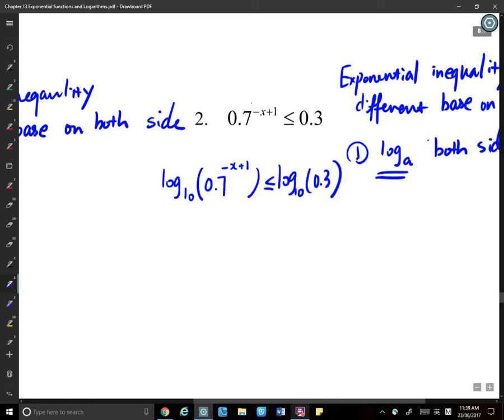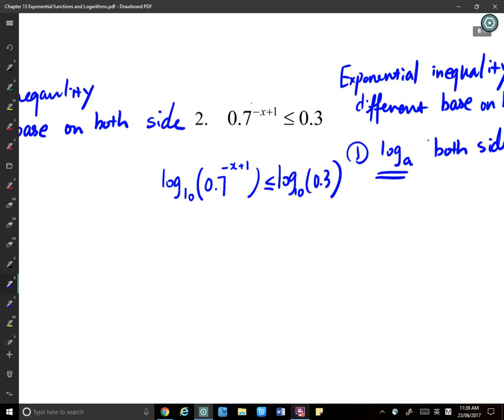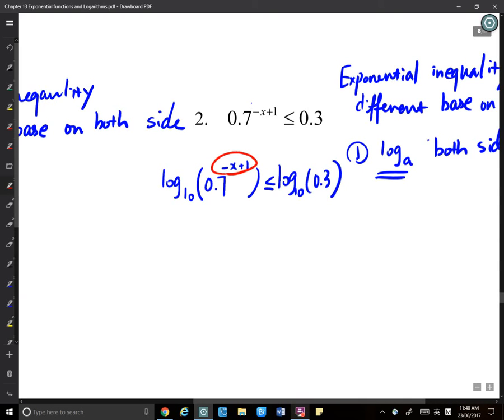Well, if the left-hand side number is less than the right-hand side number, then you put them into the log function. Log is an increasing function. Log 10 is an increasing function. The larger the number you put in, the larger y value you achieve. So therefore, you will have this inequality. It's still an inequality. And then what you can do is, that's the power, you can bring the power into the front and times by log 10 of 0.7.